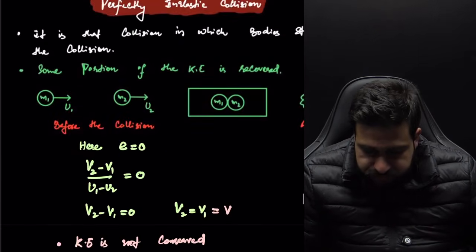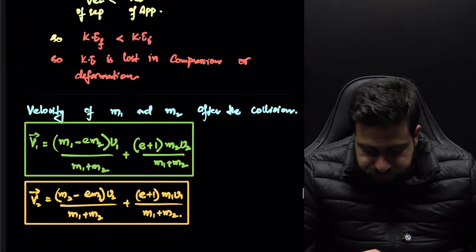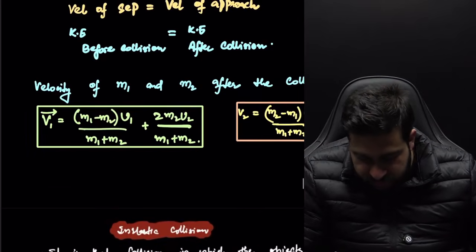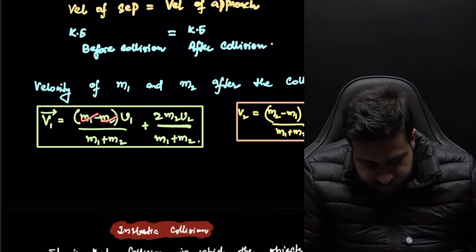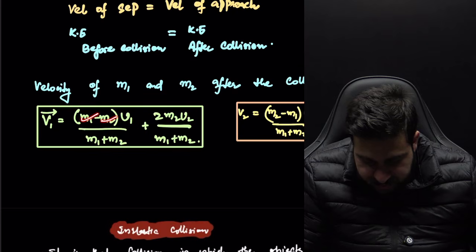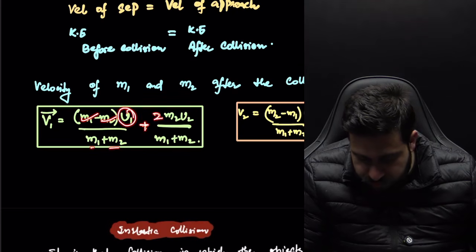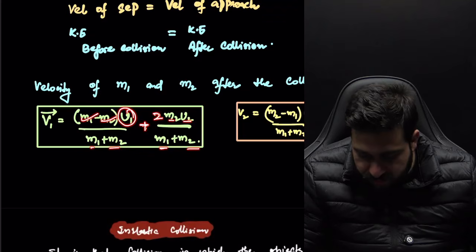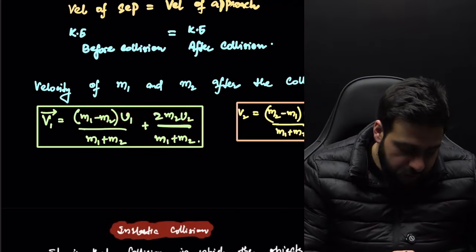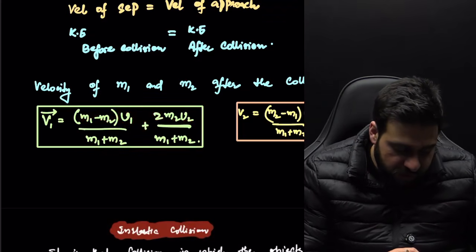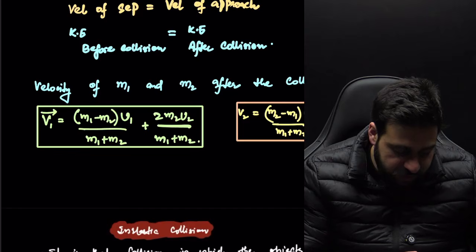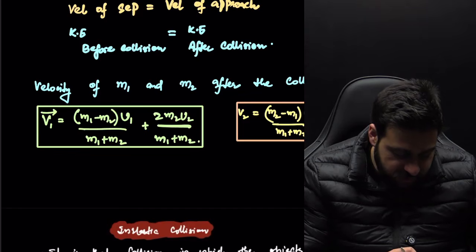Now let's check. (M1 minus M2) into U1 upon (M1 plus M2), plus 2 times M2 U2 upon (M1 plus M2). I believe this is crystal clear to each and every single student.